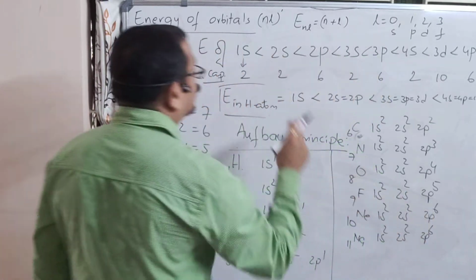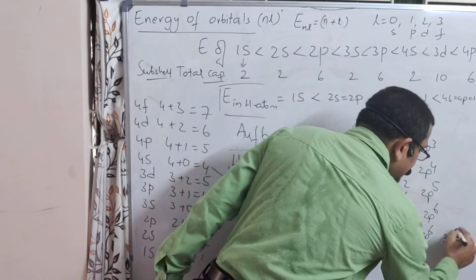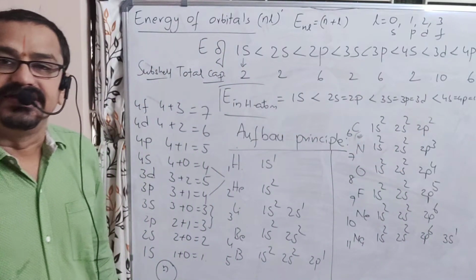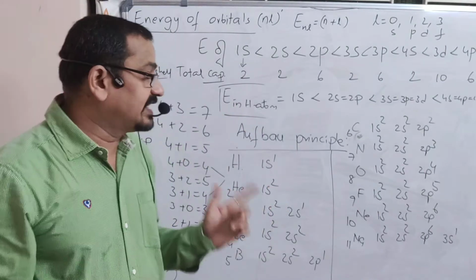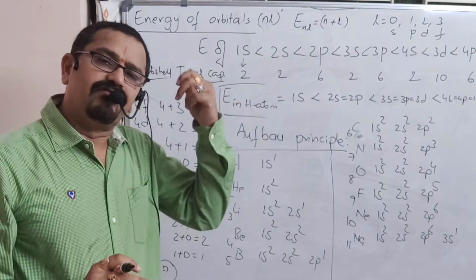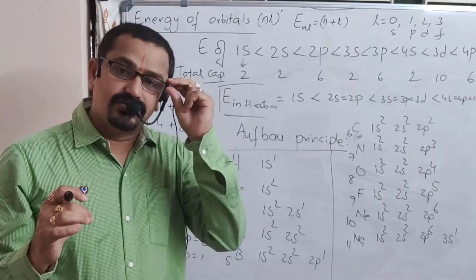The 11th electron will enter after 2p. What is the one with least energy? 3s. That 11th electron will enter into 3s1. So in this way, one should be in a position to write the electronic configuration of all elements in the periodic table. Yes, you have to write the electronic configuration.